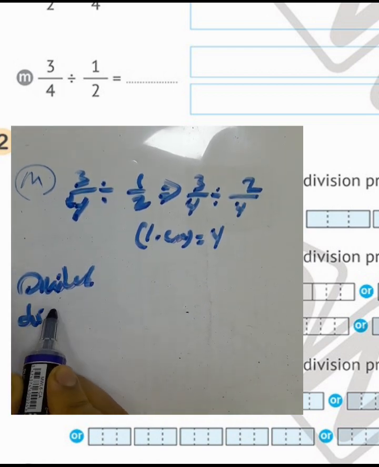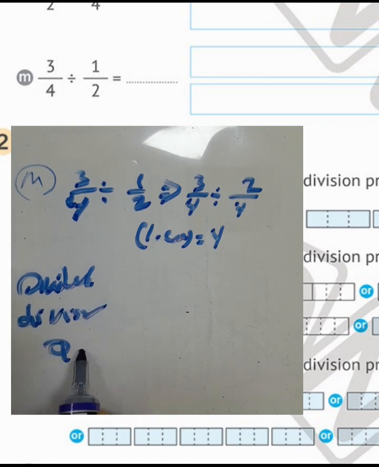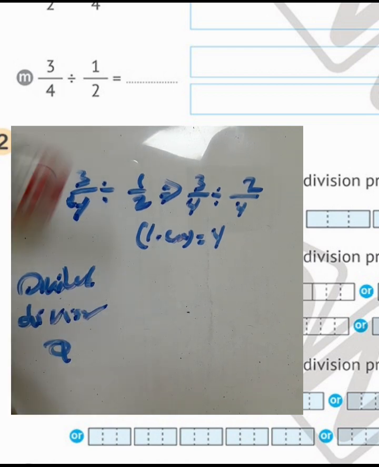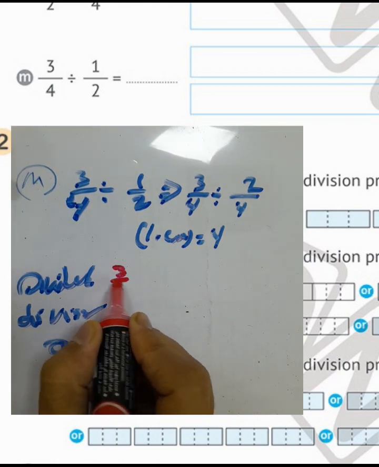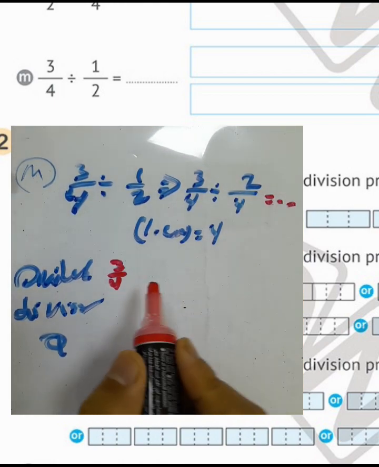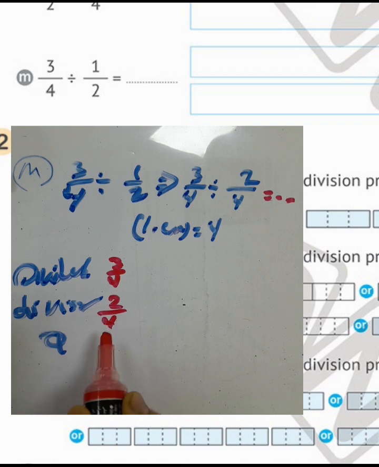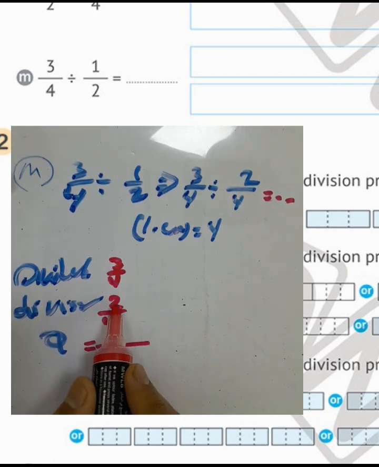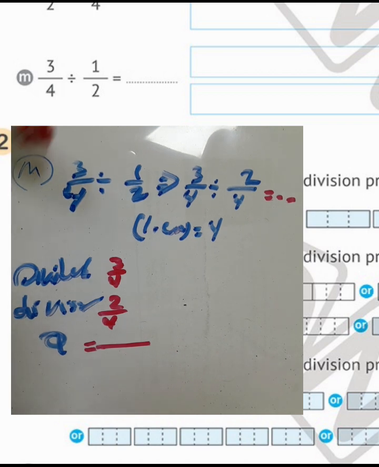And here the divisor. And here the quotient. The dividend here is 3 over 4, and the divisor will be 2 over 4. We need to find the quotient: number of parts colored here over number of parts colored here.